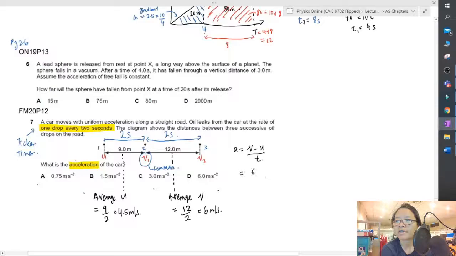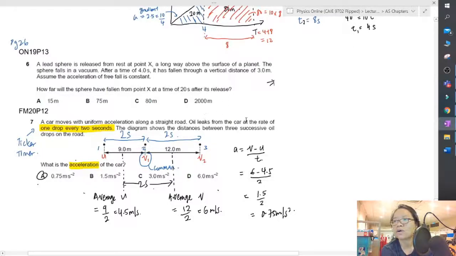So I'll then take V minus U over T, which is 6 minus 4.5. How long did it take? You're talking about middle of the dot to middle of the dot, so it's 2 seconds. That will give you 0.75 meter per second squared. That would be this one, pretty straightforward.